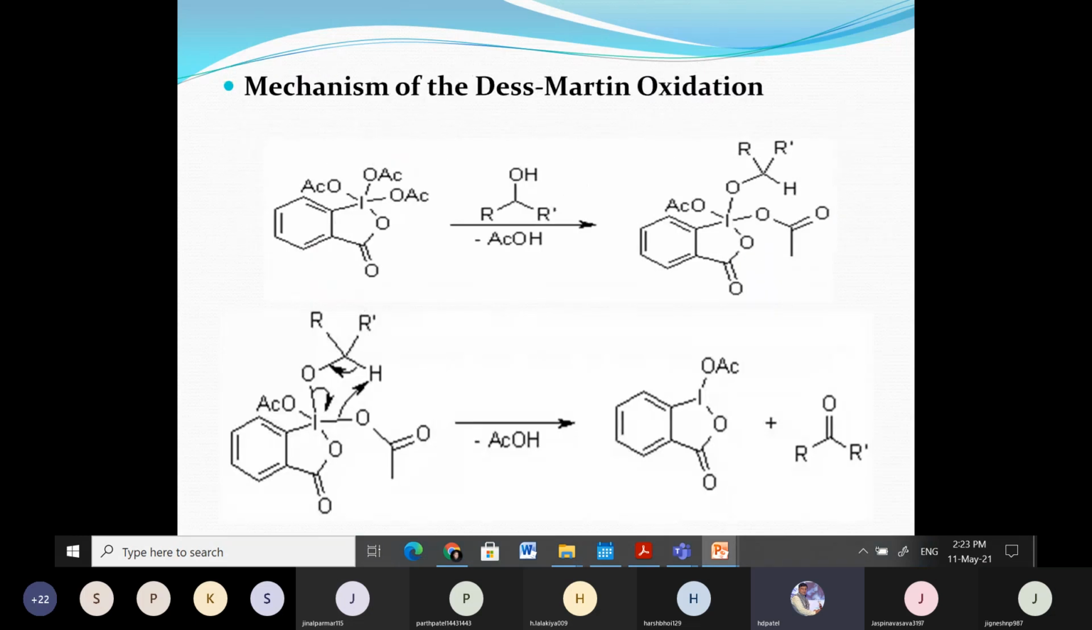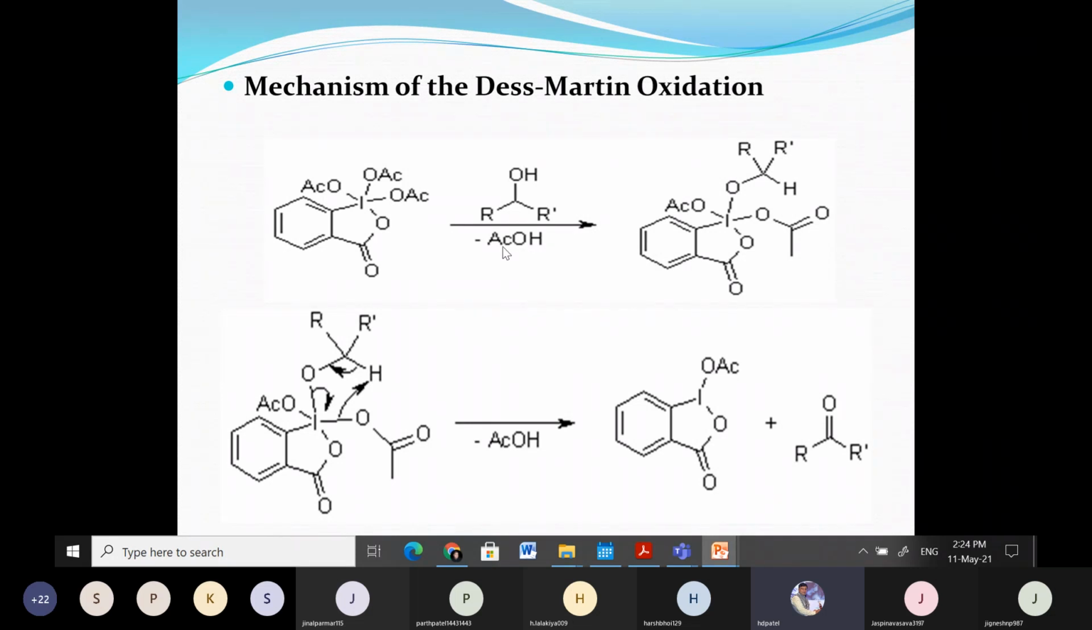How will the reaction mechanism take place? First of all, DMP reacts with alcohol. Here a simple conversion takes place: from the alcoholic OH, hydrogen is removed, and from DMP an acetate ion is removed, that is CH3C double bond O. So H and the acetate ion react with each other and convert into AcOH.